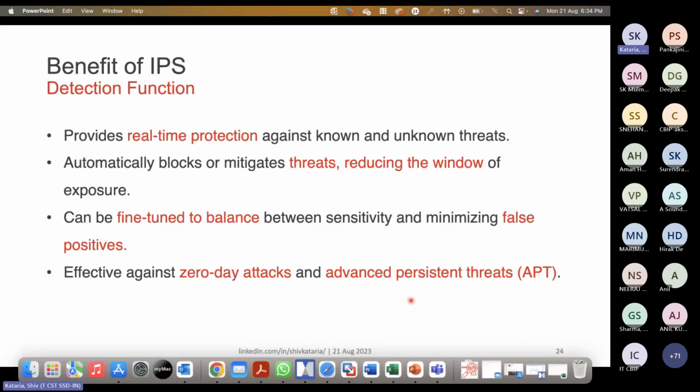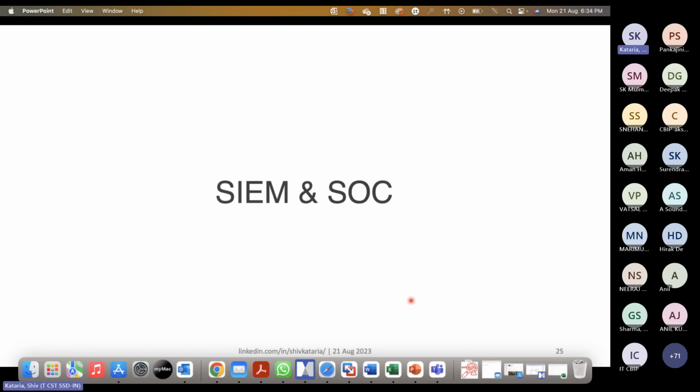The benefit of IPS is it provides real-time protection against both known and unknown threats. It automatically blocks threats and also reduces the window of exposure since the malicious traffic is being dropped. It can be fine-tuned based on the learnings to reduce the number of false positives in the network. It is very effective against zero-day attacks and advanced persistent threats as well, since it continuously monitors those behaviors on the network.